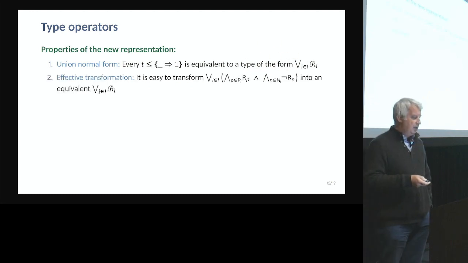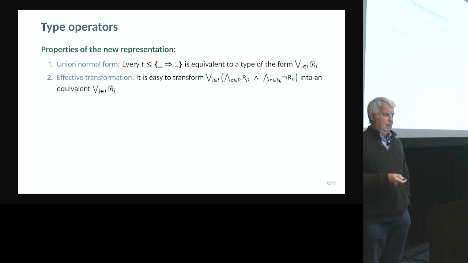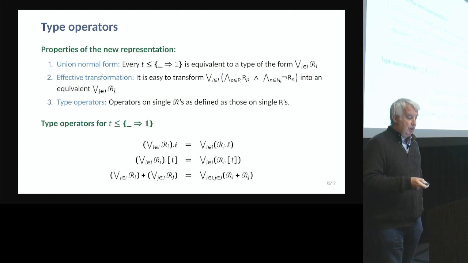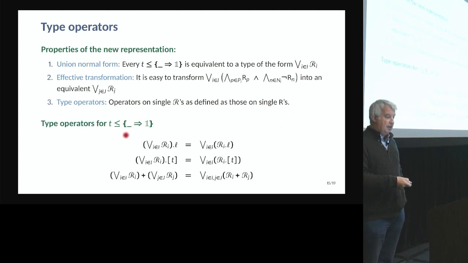The second thing is that there is an effective transformation that allows you to map a disjunctive normal form into this union, and the type operators are defined for this new form exactly as on the old form. Okay, so now to define our operation on something that is a subtype of the open record, I just transform it into a union, and then I distribute the operation on the unions.